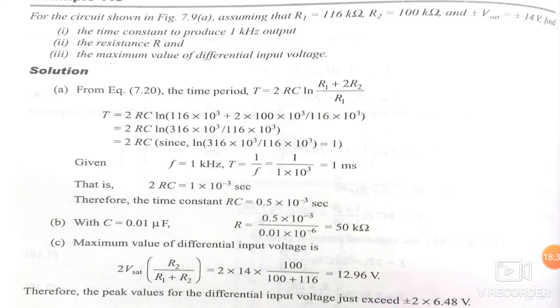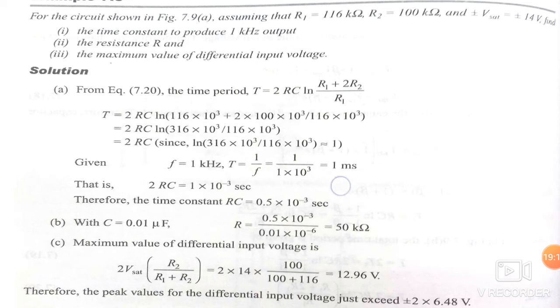So for the first part, we have the formula, the time period T equal to 2 RC natural log R1 plus 2 R2 upon R1. So you can just put the values over here. So T equal to 2 RC natural log 116 kilo ohm plus 2 times R2, that is 100 kilo ohm, upon R1, so this is 116 kilo ohm. So this is simple solving, and you will get frequency F equal to 1 upon T, that is 1 upon 1 kilo, that is 1 millisecond.